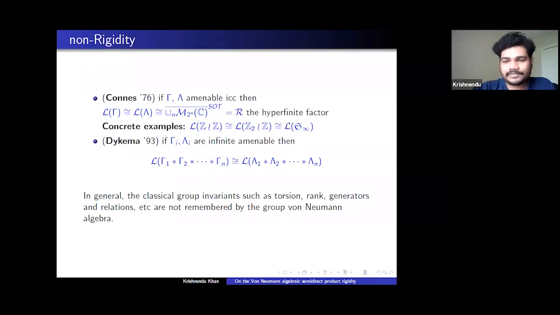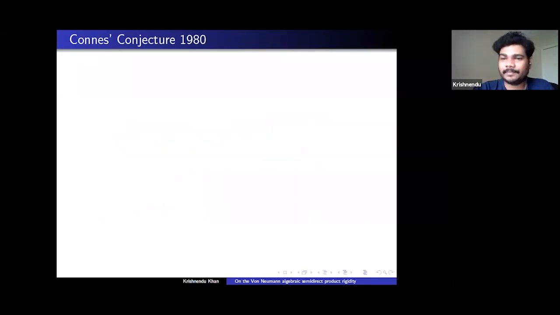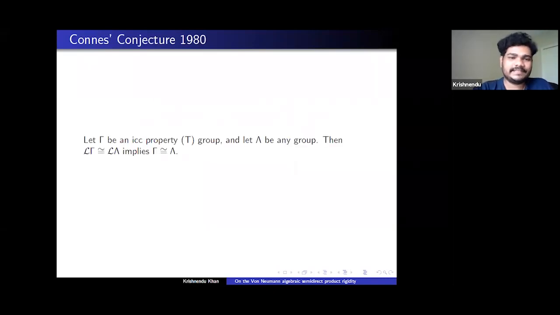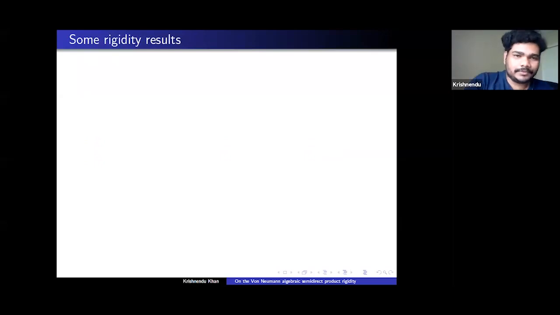most of the driving force actually comes from Connes' conjecture from 1980. By looking at property T groups, and by proving that its outer automorphism group is countable, and using the result of Margulis, Connes made this conjecture, which I think Cyan mentioned: if Γ is an ICC property T group and Λ is any group, and you have a group von Neumann algebra isomorphism, then the groups are isomorphic. That's a bold conjecture, and maybe it has something to do with property T. So far, there is no known example for which this is true. But there's always hope.